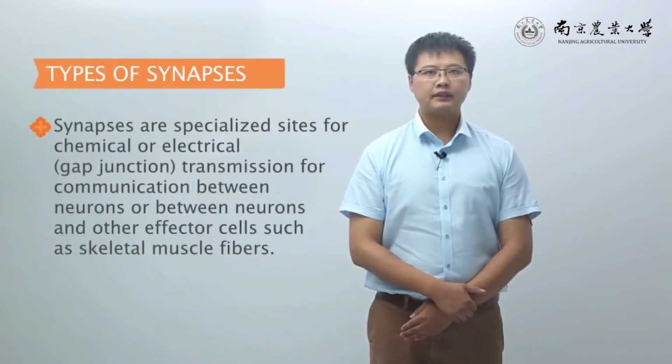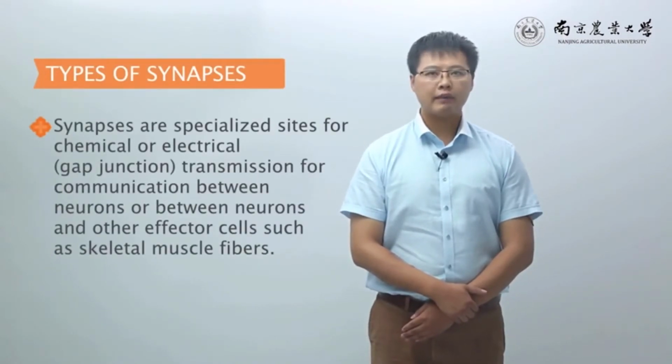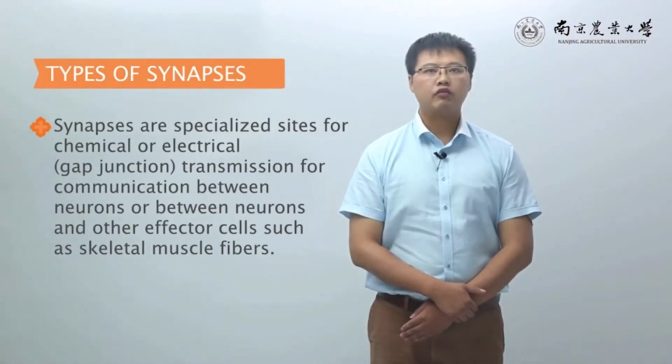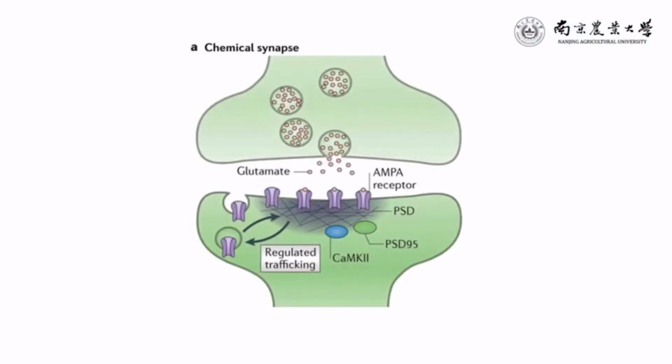Today we will talk about the synapse. We first learn the types of synapses. Synapses are specialized sites for chemical or electronic transmission for communication between neurons and other effector cells, such as skeletal muscle fibers. Most synapses involve chemical neurotransmitters, which are released from presynaptic terminals of one axon or dendrite to affect receptors on the postsynaptic membrane of the target cell.